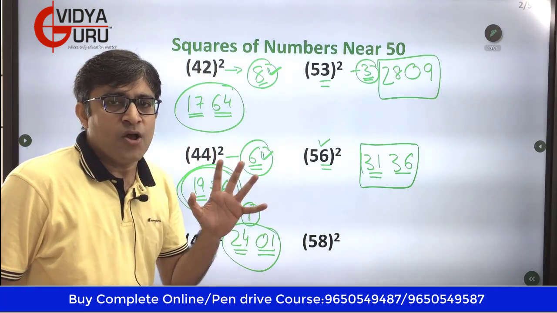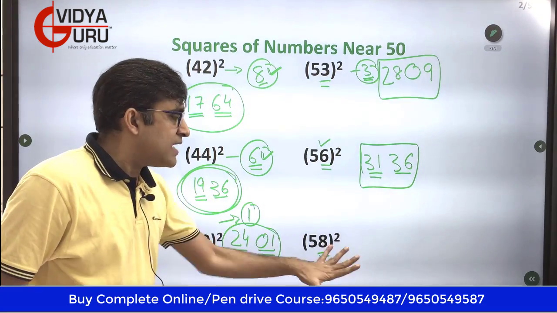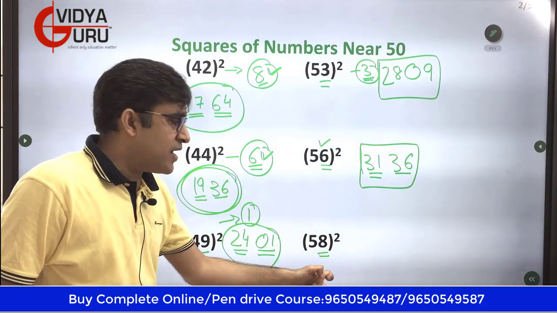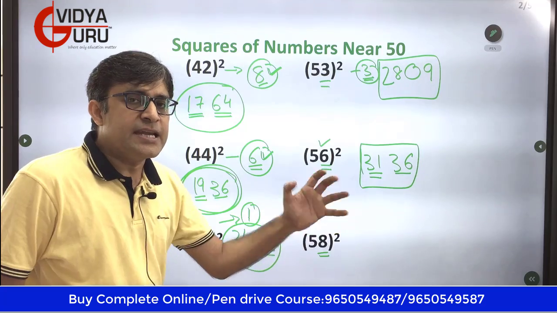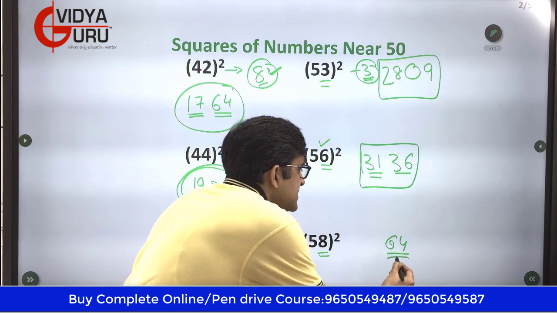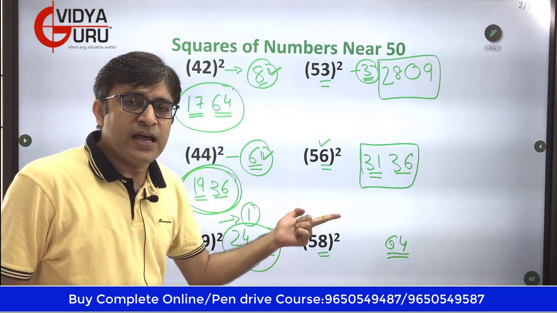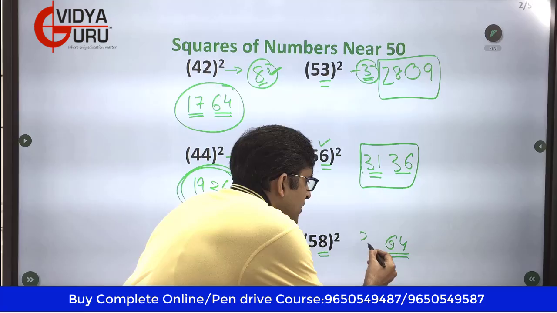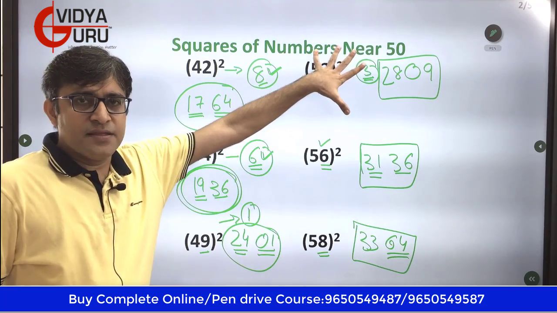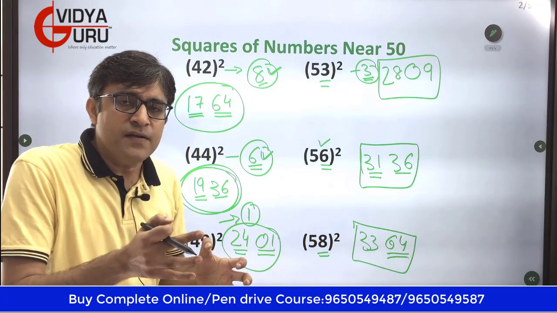Are you with me? I'm hoping you are getting the concepts. 58 square. Let's take up one more example, the last one related to squares near 50. So 8 square, because I know now that 58 is 8 greater than 50, becomes 64. And now this 8 is going to be added to 25. So 25 and 8, 33. So 3364. This particular concept was related to squares of numbers which are near 50.